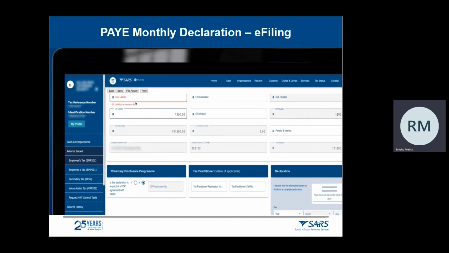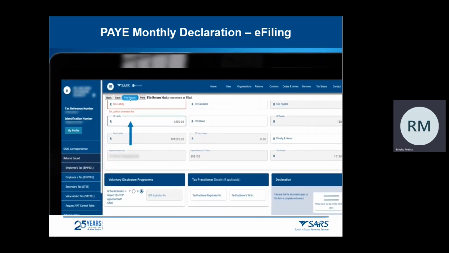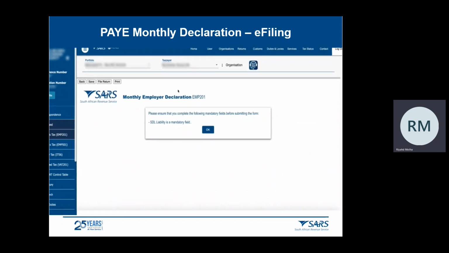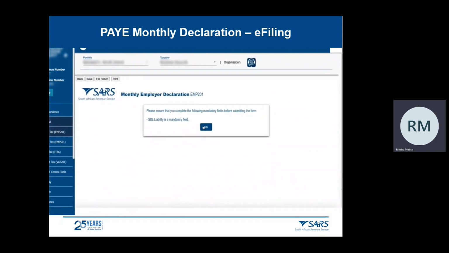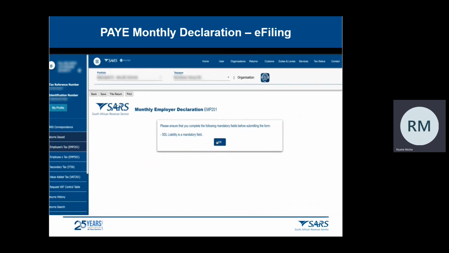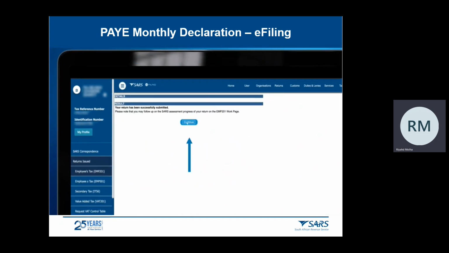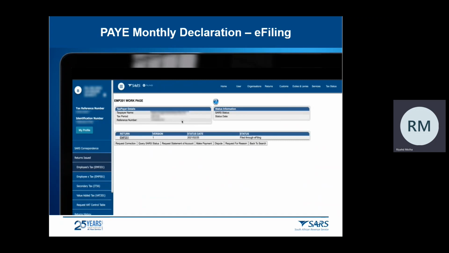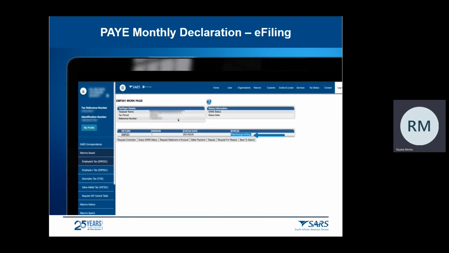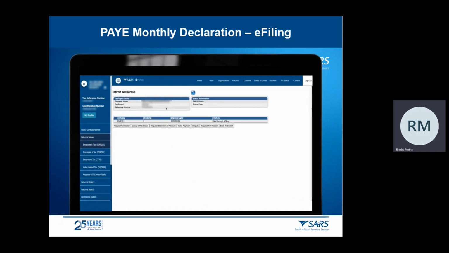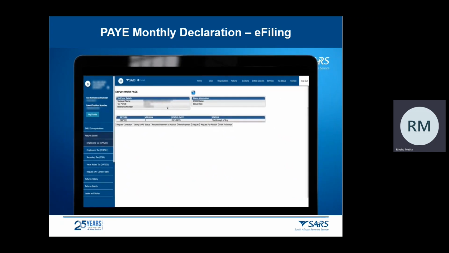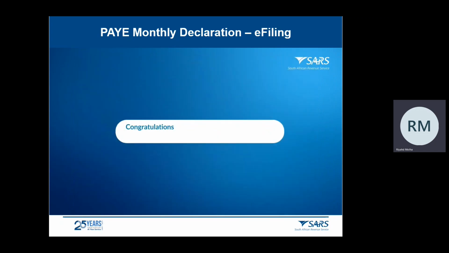If you want to submit your return and anticipate no edits, click File Return. A pop-up message will appear if you did not complete all the mandatory fields. Once you have submitted your EMP201, click Continue on this screen. The status of your tax return will now be displayed as filed through e-filing on your EMP201 work page. Please remember to make payment within 7 days after the end of each month. Congratulations, you have successfully completed and submitted your EMP201 declaration on SARS e-filing.